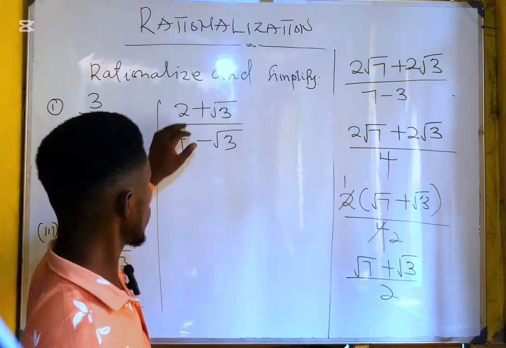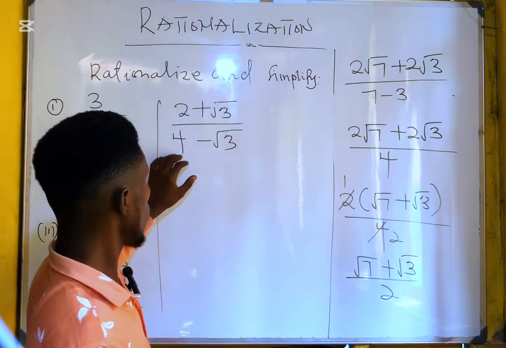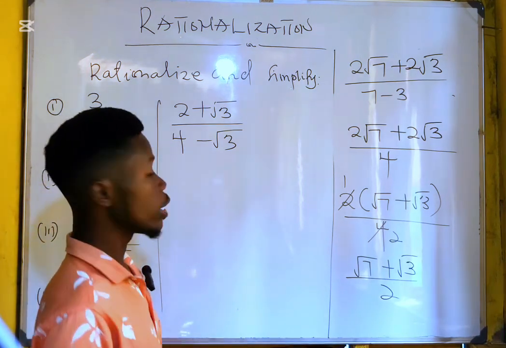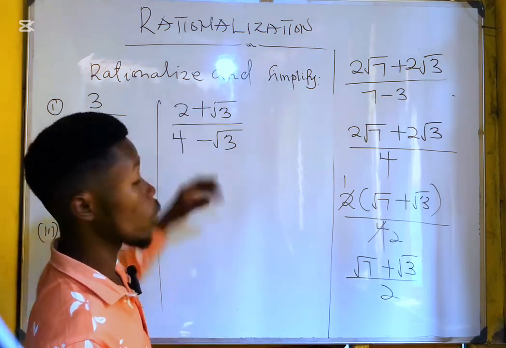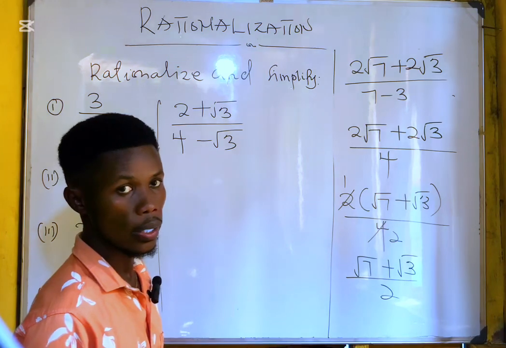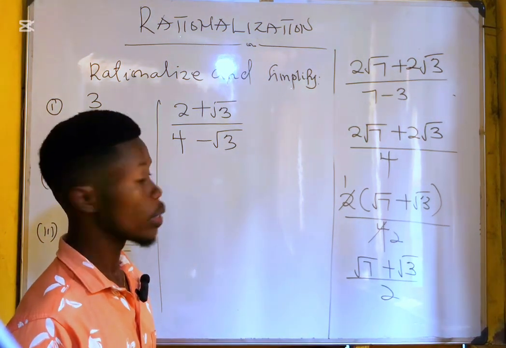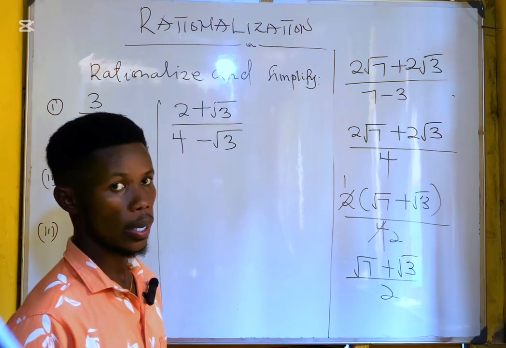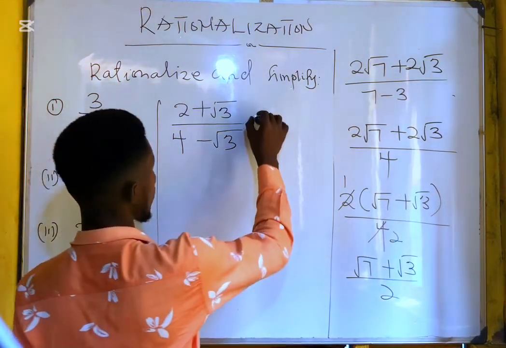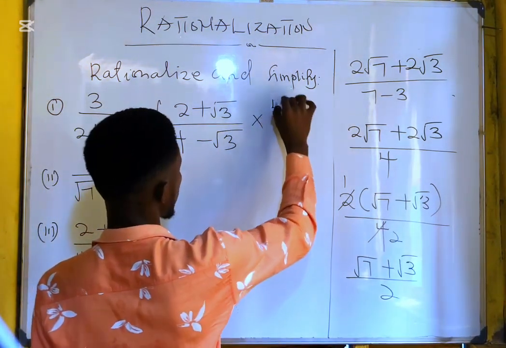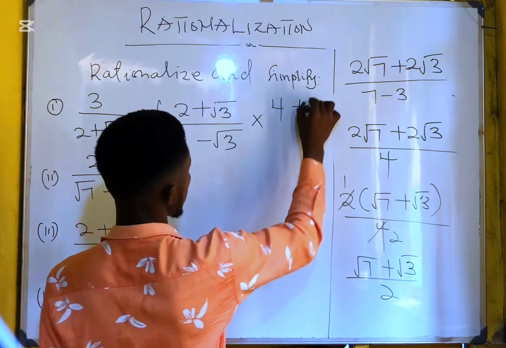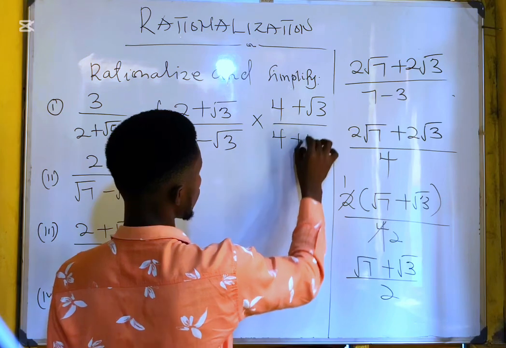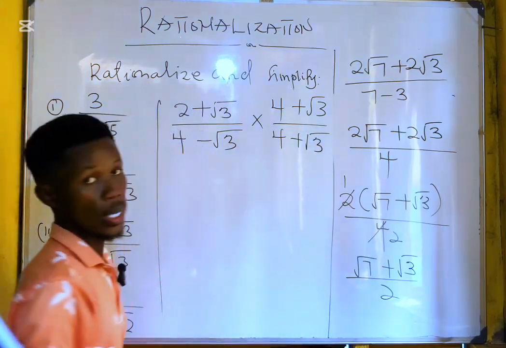Now, the third question says 2 plus root 3 all over 4 minus root 3. So this one too, you conjugate here. You can decide to conjugate the top one or the down one. Okay. The answers might not be the same, but any one that you use is correct. Do not worry about that. But I like the denominator, so I'll do that. So here is minus, it becomes plus root 3 over root 3.